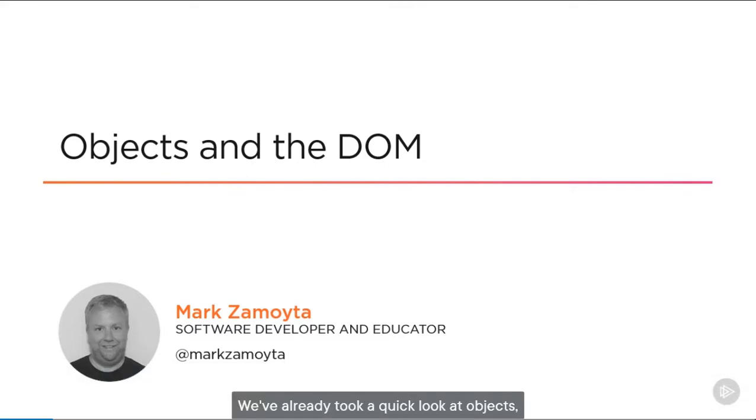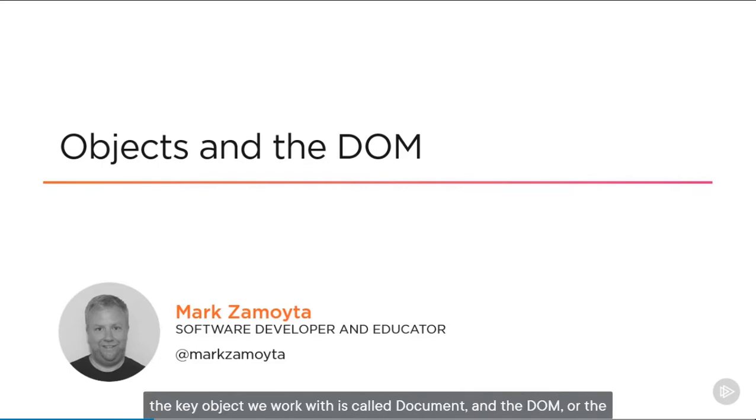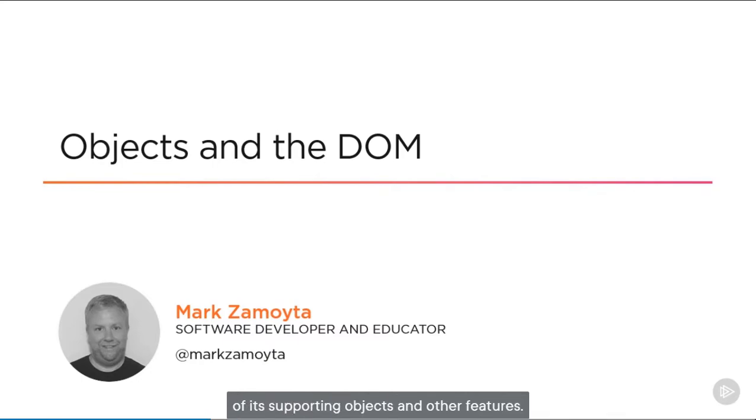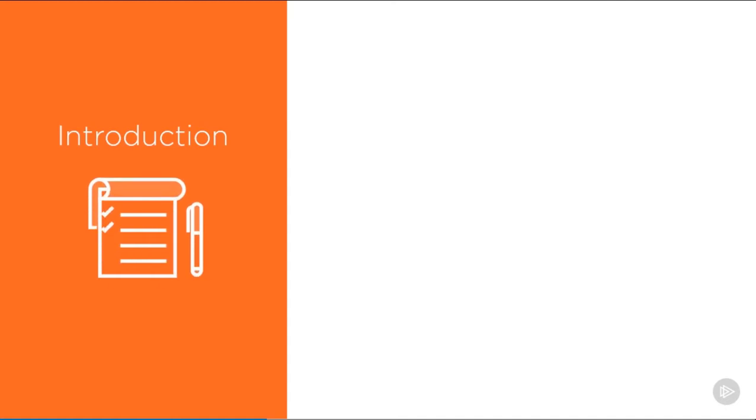We've already taken a quick look at objects, and we saw how an object can contain multiple properties, or multiple values that are related. And what DOM stands for is Document Object Model. When we want to modify the web page in JavaScript, the key object we work with is called document. And the DOM, or the Document Object Model, refers to that document object along with all of its supporting objects and other features. So in this module, we'll take a closer look at objects and programming web pages through the DOM.